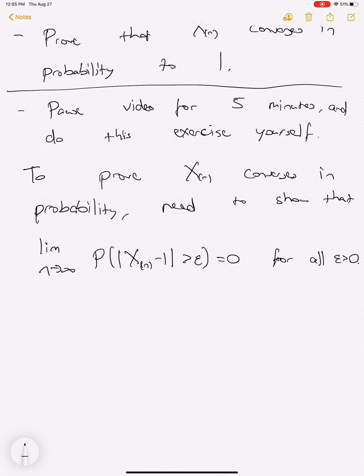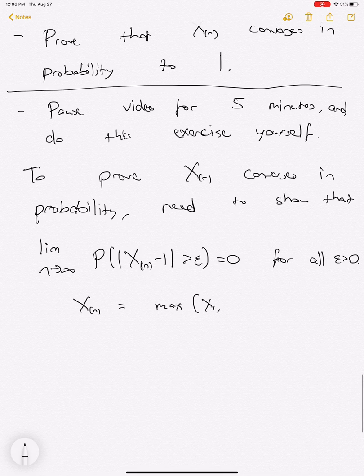Okay, so we need to show that for any choice of epsilon bigger than 0, the probability that the absolute value of X of n minus 1 is bigger than epsilon is equal to 0 in the limit. That's just the definition. Okay, so now let's think about that. What does that actually mean? We know that X of n equals the max of X1, X2 up to Xn.